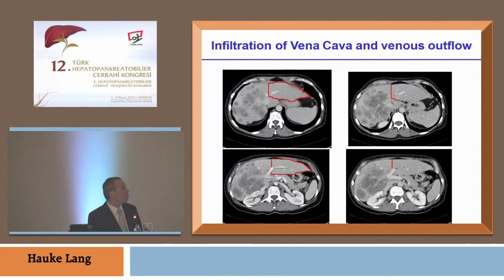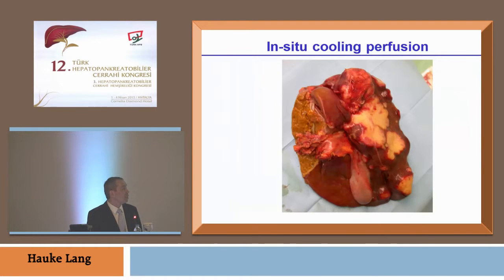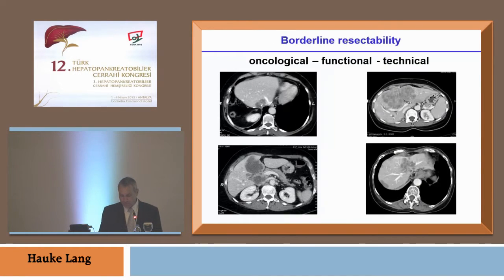Or if you have invasion of the vena cava and all 3 veins, like here, this is the in situ cooled liver. It's the vena cava here, the left hepatic vein, and here the reanastomosis, and this is the specimen.